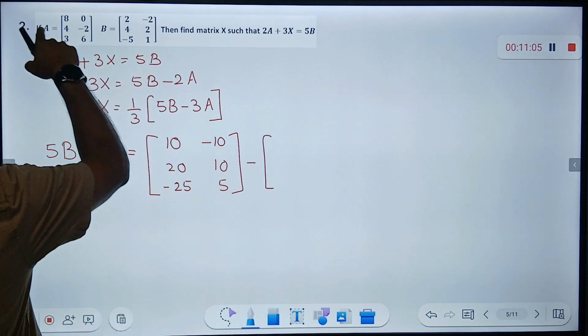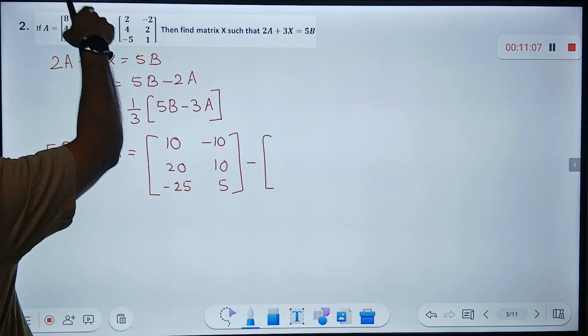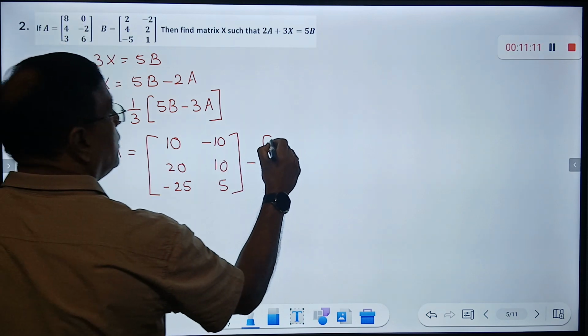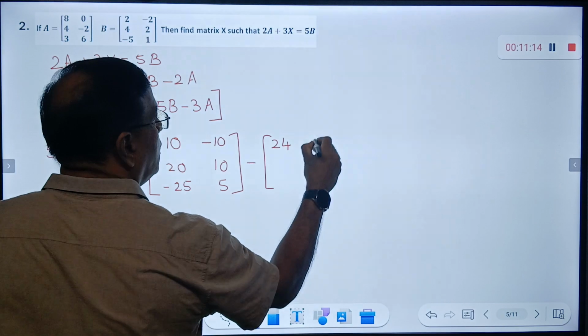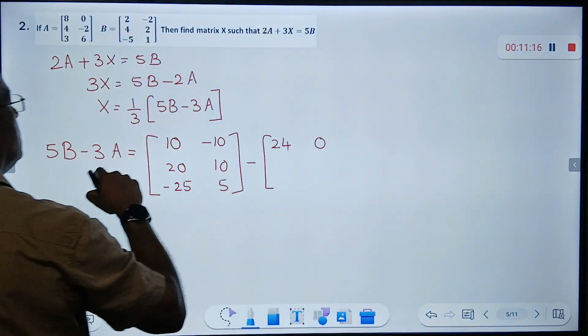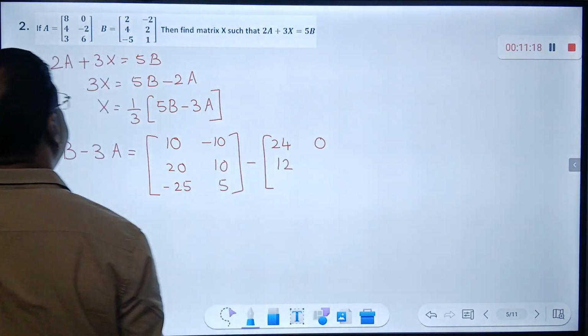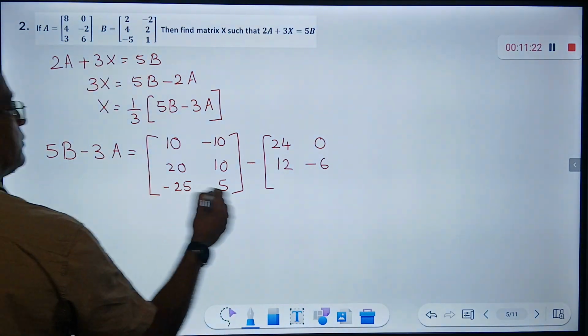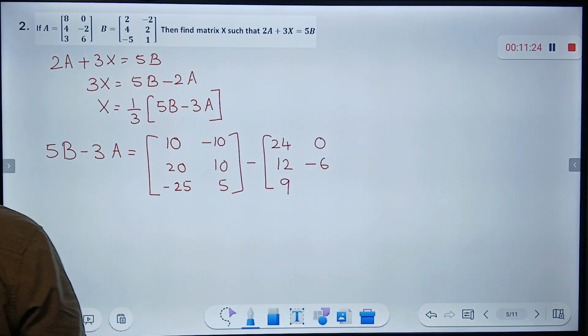Minus 3A. What is 3A? Each and every element of A is multiplied by 3. Here my scalar is 3. So what do you get? 3 into 0 is 0. 3 into 4 is 12. 3 into minus 2 is minus 6. 3 into 3 is 9. And 3 into 6 is 18.